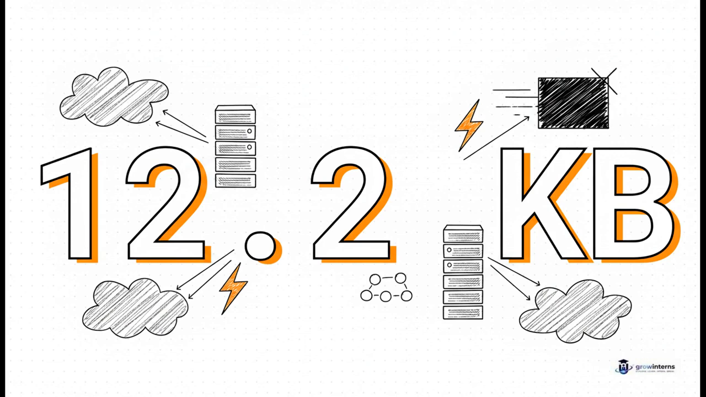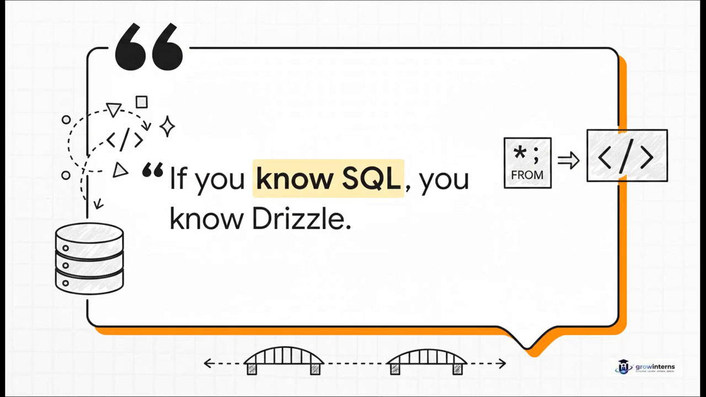Drizzle's microscopic size, however, translates directly to lightning-fast cold starts, very often clocking in at well under 500 milliseconds. There's a popular saying out there: if you know SQL, you know Drizzle. And honestly, that bridges the gap perfectly from what we learned today about raw SQL.